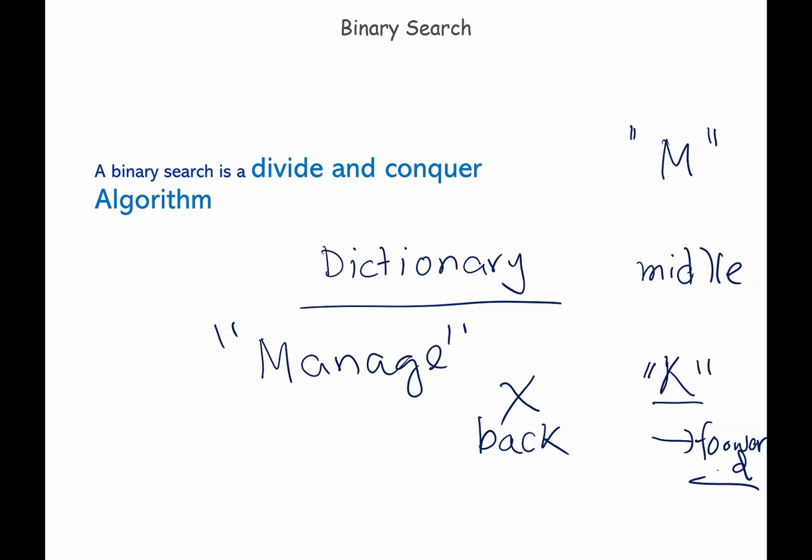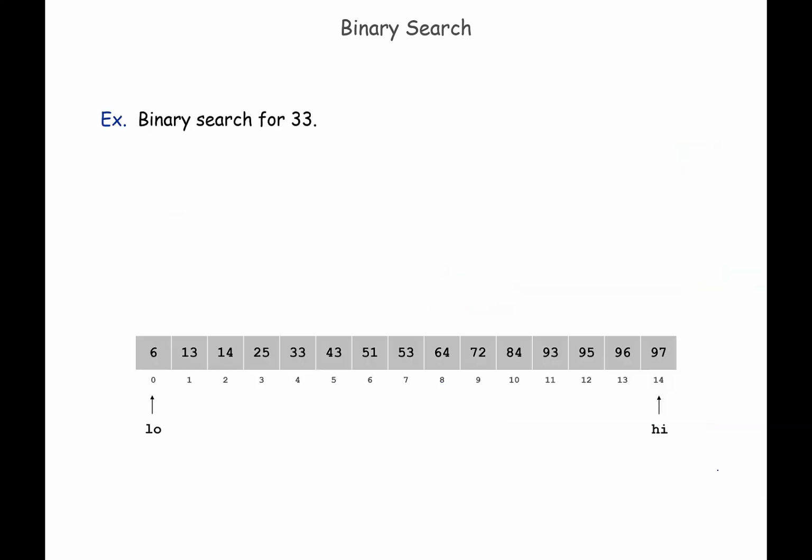So let's see how we can use it for our previous problem. If I want to binary search for 33, I know that my low index is 0 and the high index of the array is 14. I know the size of the array, so I just go to the middle. The middle index is 7, right? Since I know the index and can do a random access, I can look at the 7th index and see what the value is. The value is 53.